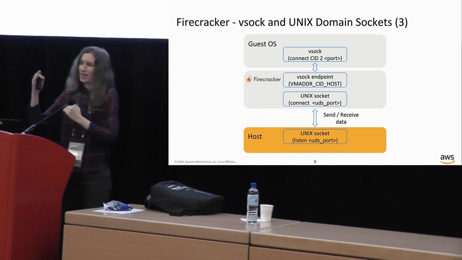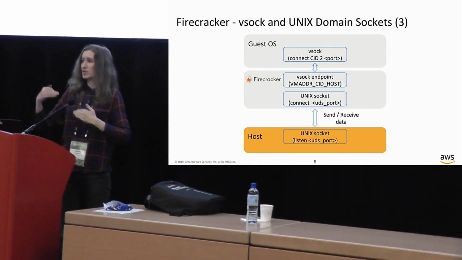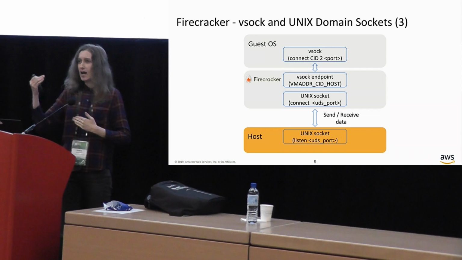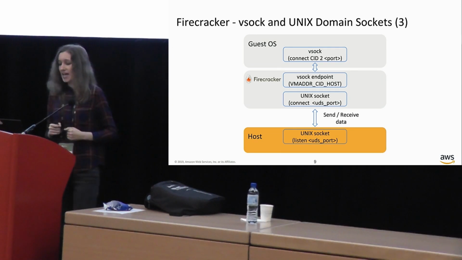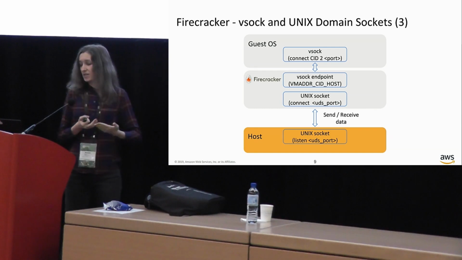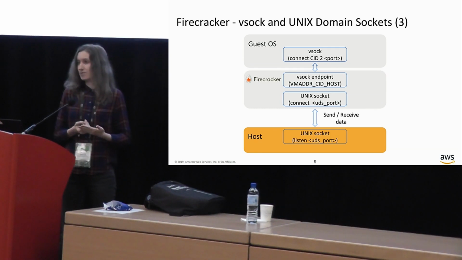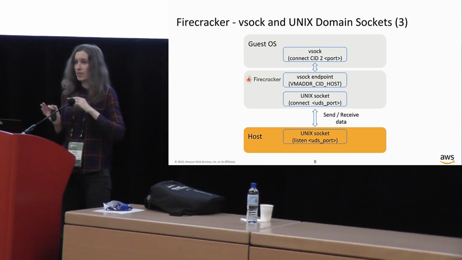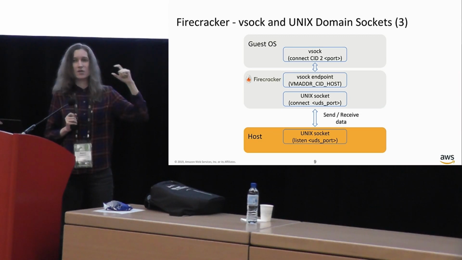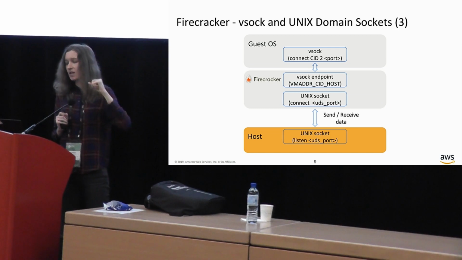Then the other way around. From the guest, we want to connect to the host. So we have an application that connects to CID 2 and a certain port. And then on the host, we need to listen to a certain Unix domain path. But now there is a different Unix domain socket path, because we need to identify that specific connection with that specific port.